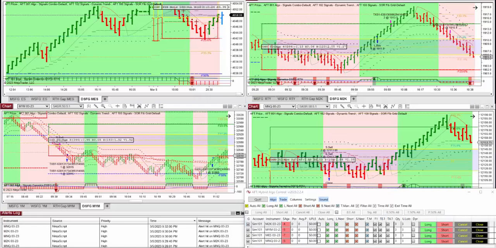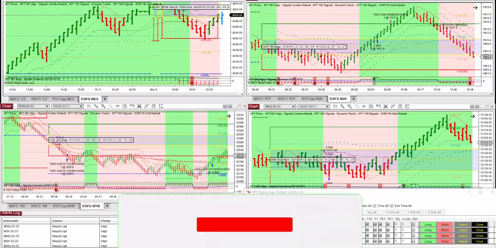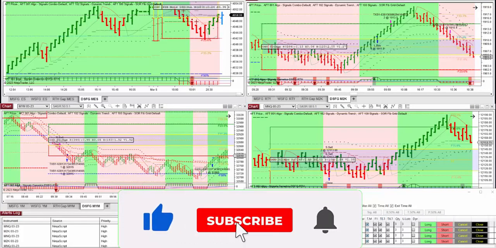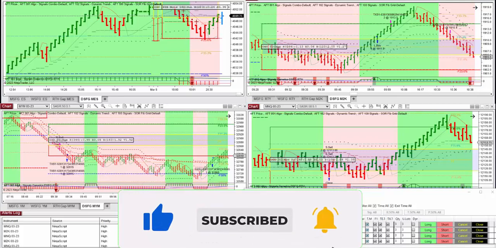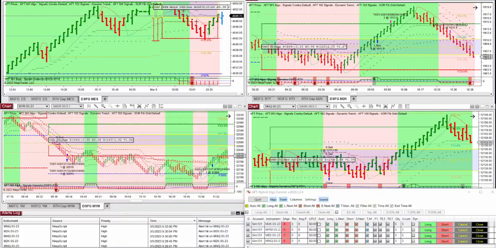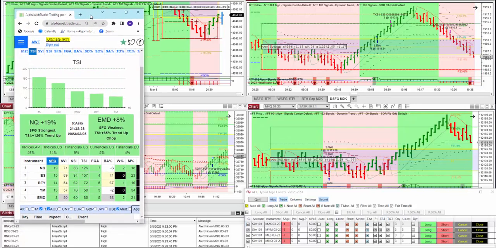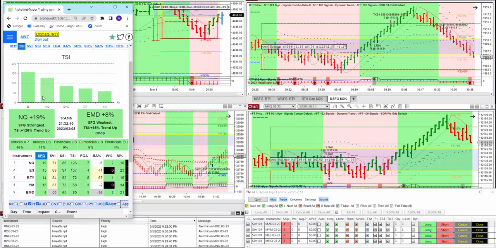This is the Algo Futures Trader Weekly Market Roundup. This is week 2 of the testing of the hybrid algo controls. I'll take you through some of the trade setups from this past week and how I was filtering them. I'll bring in AlphaWebtrader here.